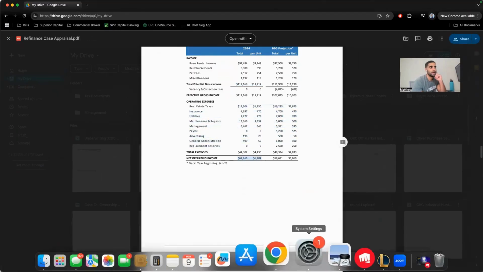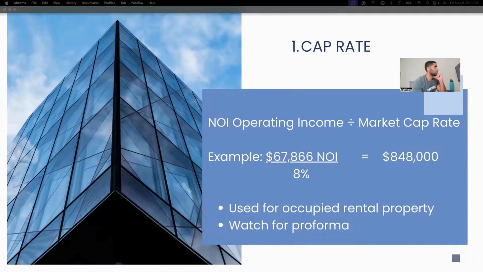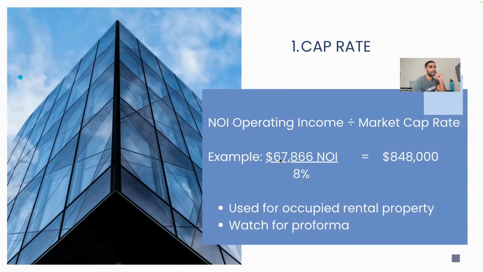Okay. So if we go back here, we can see that we have a net operating income of 67,866, and the market cap rate is 8% for multifamily. For class B minus multifamily in this market, it's an 8 cap. So that gives you a valuation of $848,000. If you have an NOI and you have a cap rate, you can put that together and figure out what something's worth. Now, the NOI should come from historicals.